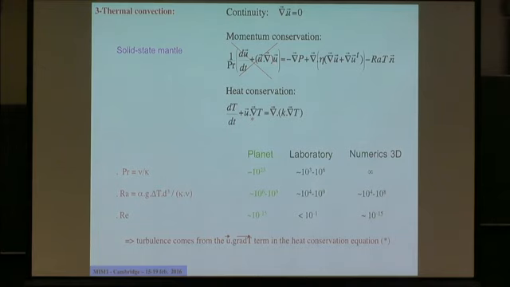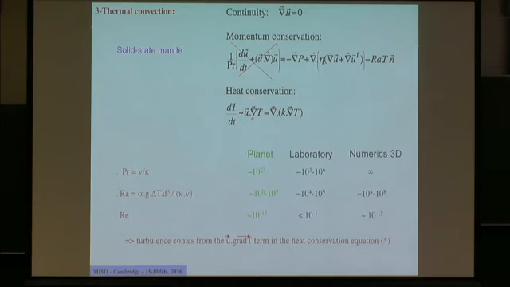The Prandtl number, which compares the diffusion of momentum and the diffusion of temperature, is very large. It means that as soon as I stop my temperature differences, I stop my motions, I stop my engine. So this term is completely negligible, and in fact the chaos in the system is going to come from the heat conservation equation and the advection of the temperature gradient here.